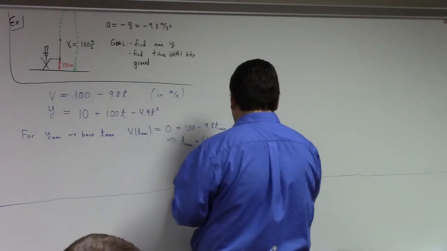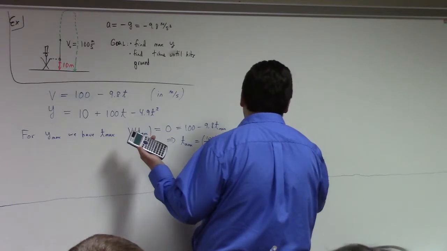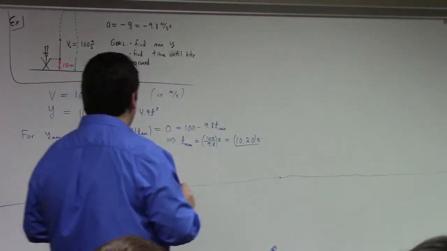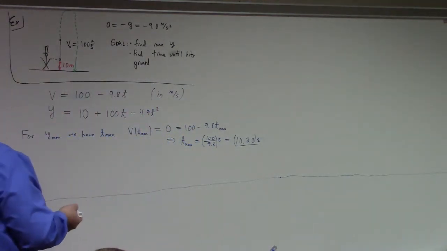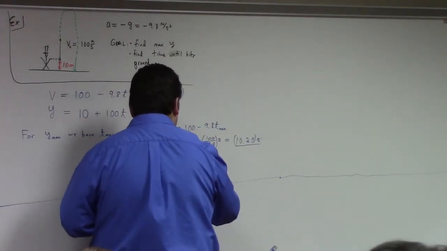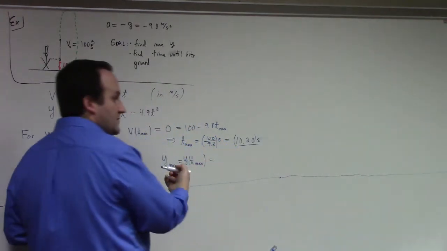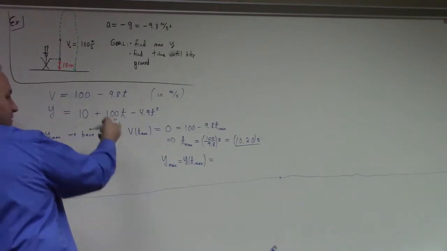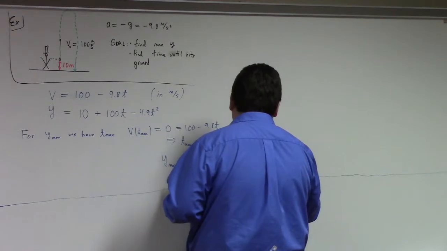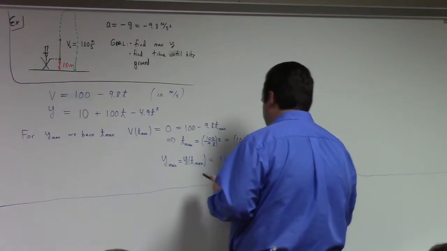Okay, so 10.2 seconds, a little bit more than 10 seconds. Okay, great. That's not what I asked for though. What I asked for was the y max. So to figure out y max, I just evaluate the formula at that time. So I plug 10.2 into my formula: 10 plus 100 times 10.2 minus 4.9 times 10.2 squared. So what do we get?